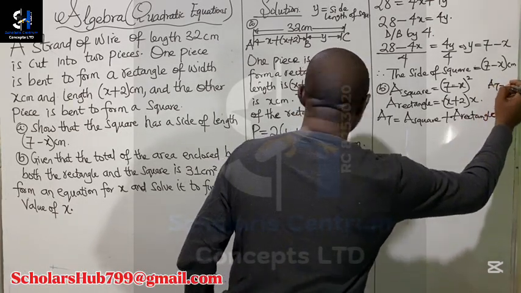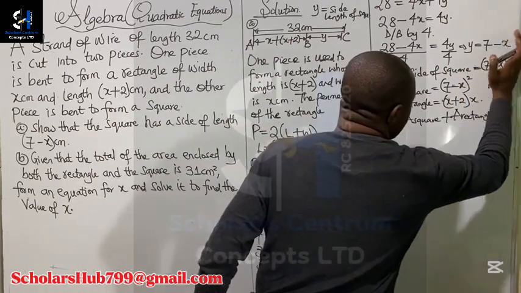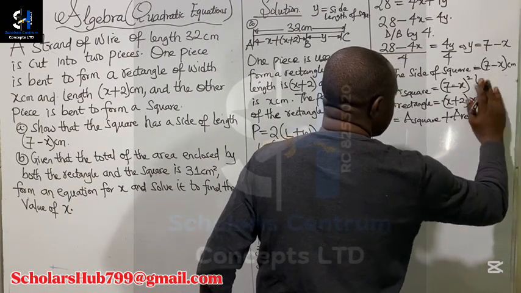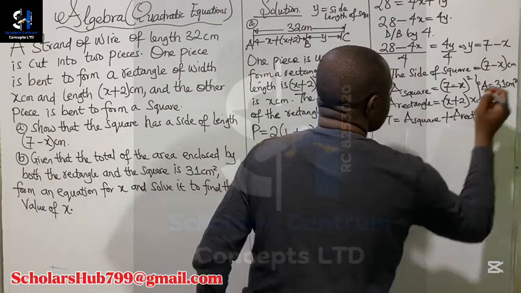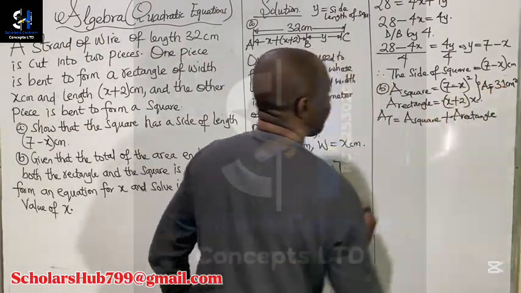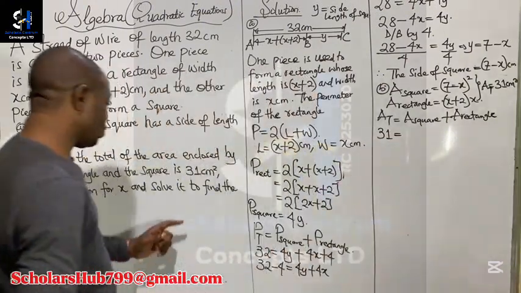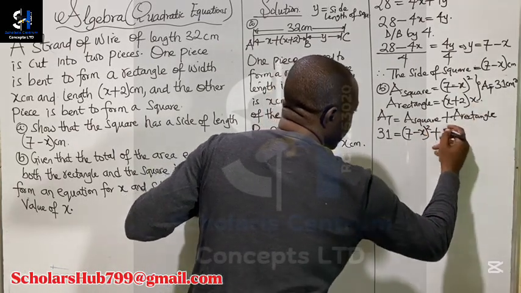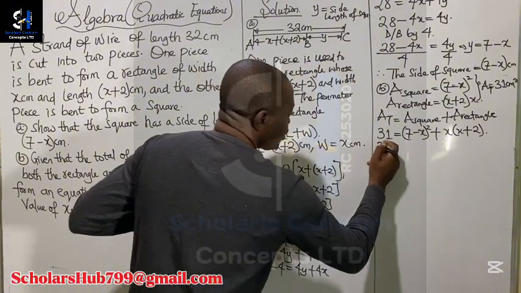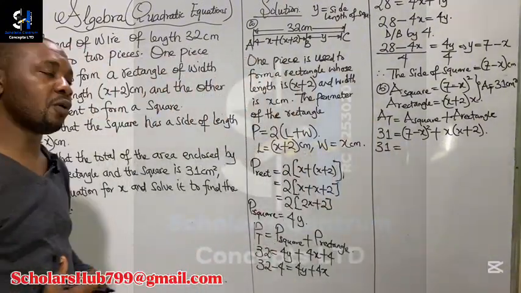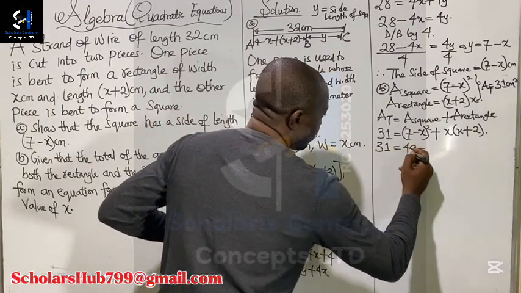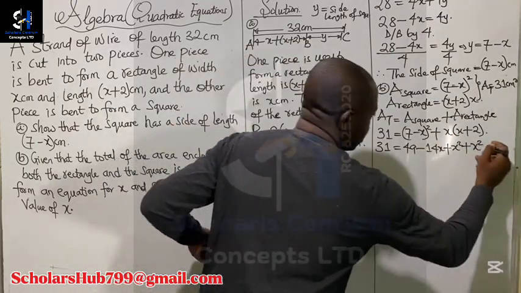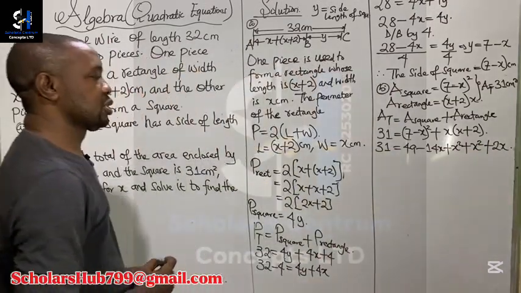And we have that the total area is 31 square centimeters, which is what we are given here. Now the area of the square is 7 minus x squared, and the area of the rectangle is x times x plus 2. So 31 equals, let's expand the square of 7 minus x, so this will be 49 minus 14x plus x squared. Then when we distribute x, x times x is x squared, plus x times 2, that will be 2x.